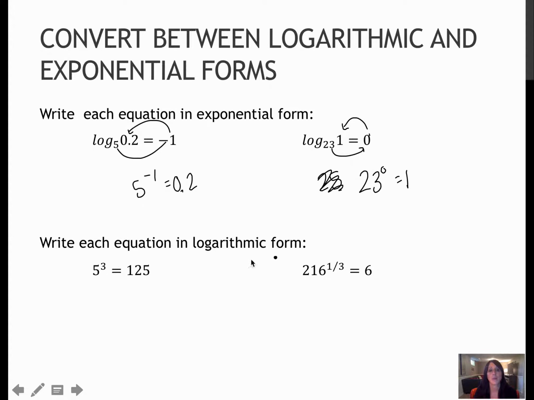Here we're going to go backwards. I've given you exponential, and we're going to write it logarithmic. So again, this is going to be log base 5 of 125 equals 3. Log base 5, because the base is always the base, of 125 equals 3. And then log base 216 of 6 equals 1/3.